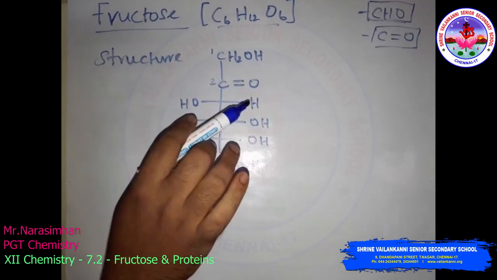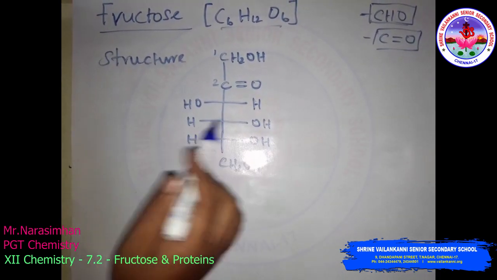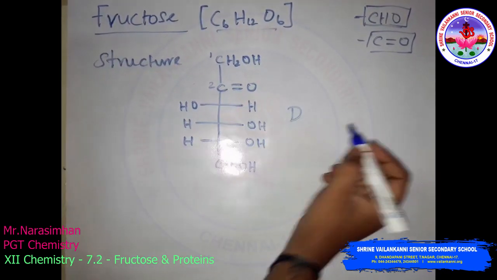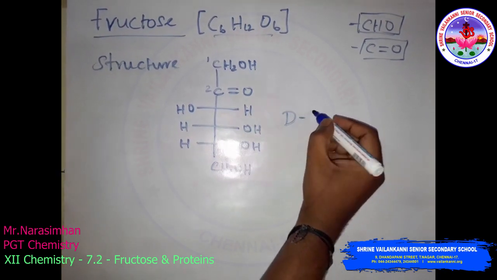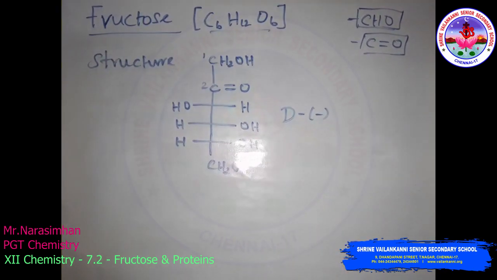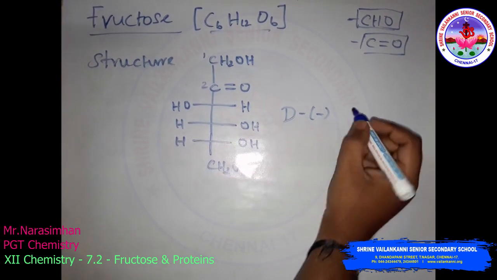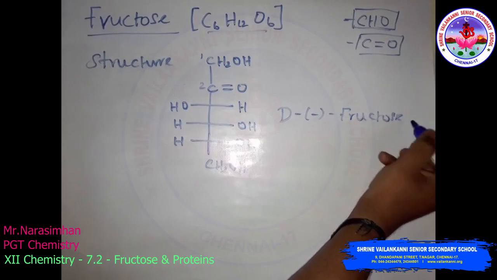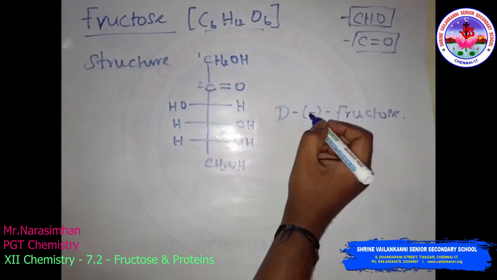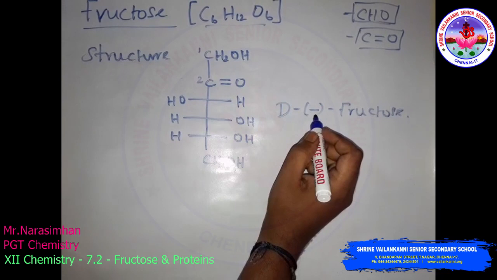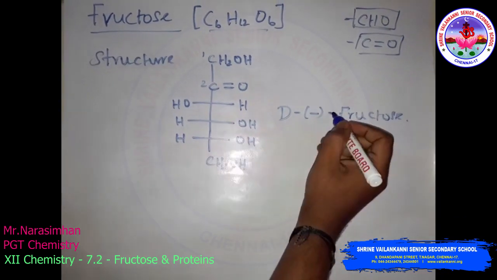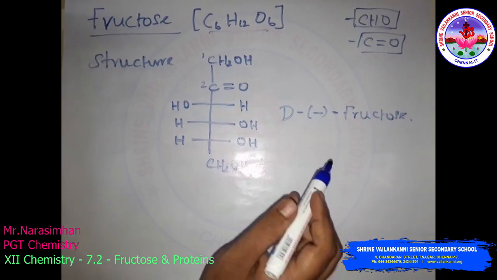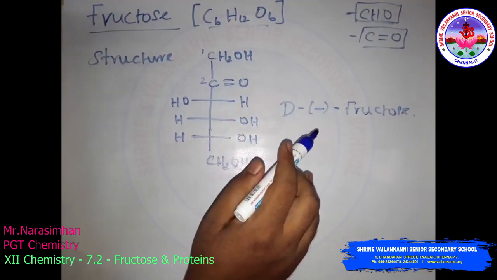Glucose has a 6-membered ring, while this is a 5-membered ring. The configuration is D, but the rotation is levorotation, so it is D minus fructose. This minus sign indicates that it is determined purely by experimental studies. Then it is an open chain structure.